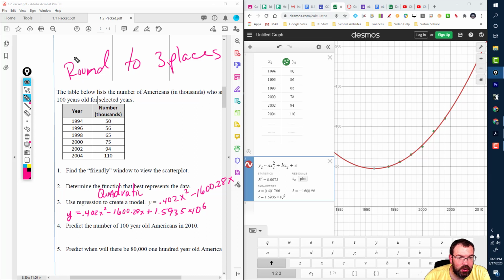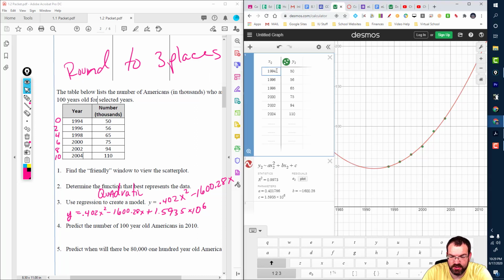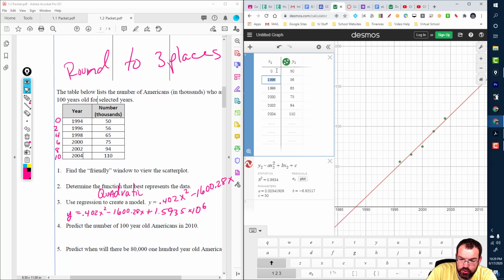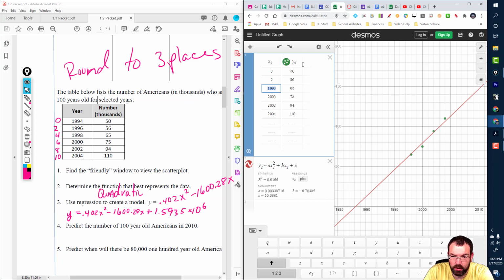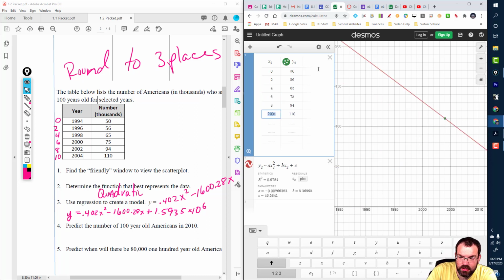Whenever you're dealing with numbers in the year column, like a year time, that are large, like this, 1994, what I can do is make this smaller, turn it to 0. And then how far is 96 away from 94? That's a 2. That's a 4, a 6, 8, 10. So that's what I'm going to do up here. I'm going to change these to 0, 2, 4, 6, 8, 10.